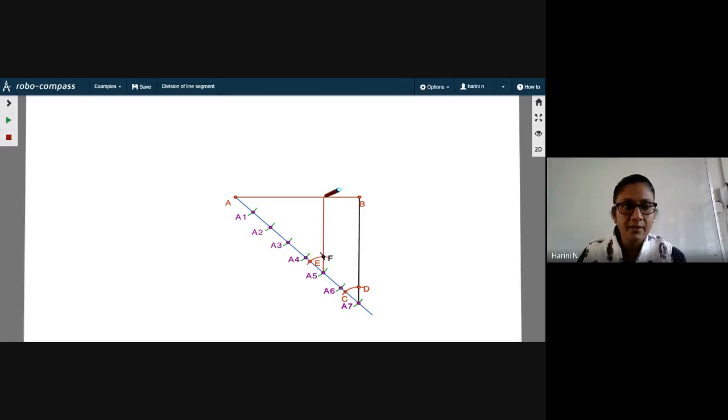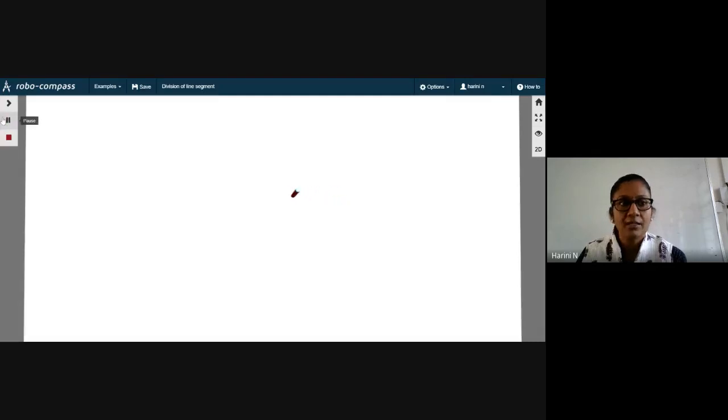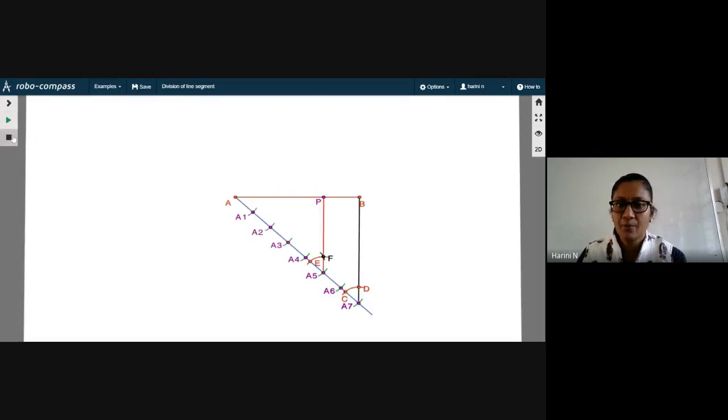Yeah. Okay, so that point of intersect you will mark as P. Is that done? So I will stop it here now. Now this is how your construction will look after you have done it completely. Now you can go and measure your AP and PB. You will see that they will be exactly divided in the ratio 5:2.